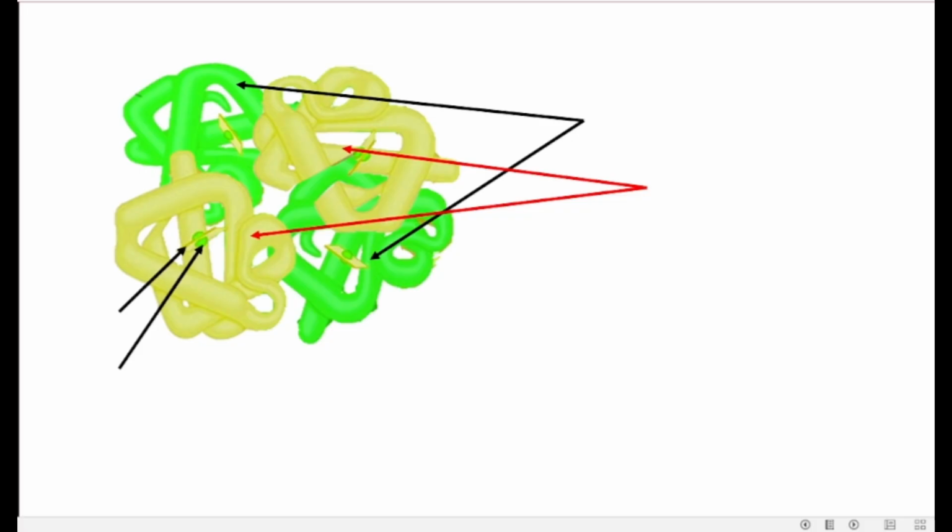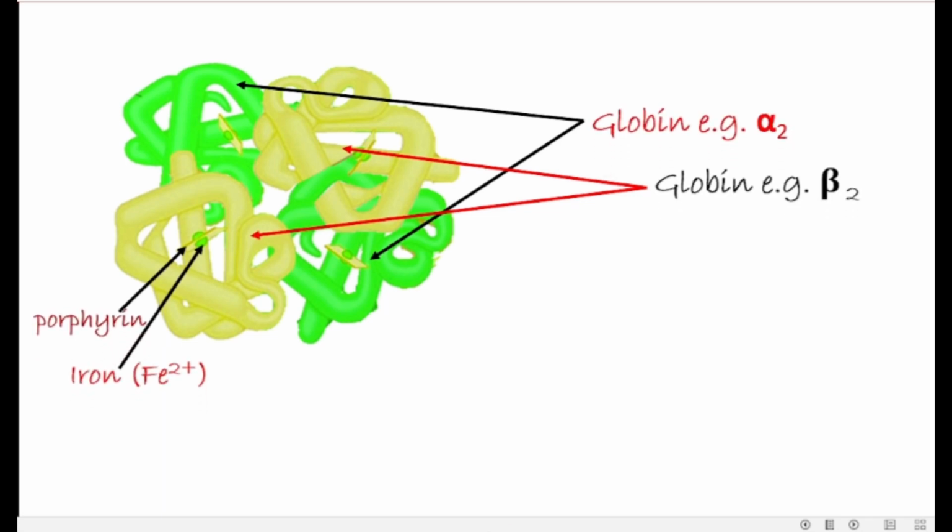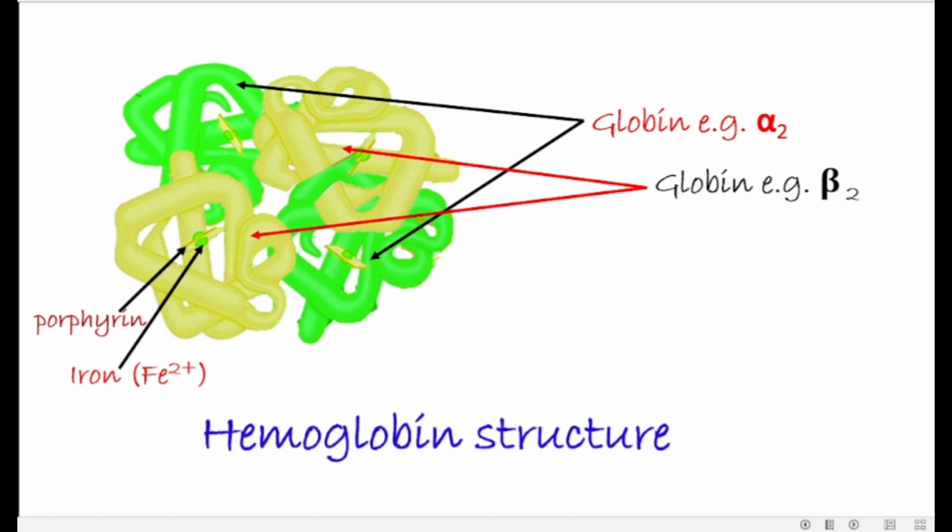This is the structure of hemoglobin. In this structure, I've presented 2 pairs of globin chain. One pair is alpha, the other pair is beta. And it's important I mention that it is the variation of the globin chain that will give rise to the different types of hemoglobin. In this structure, 2 alpha chains and 2 beta chains will give rise to HBA.